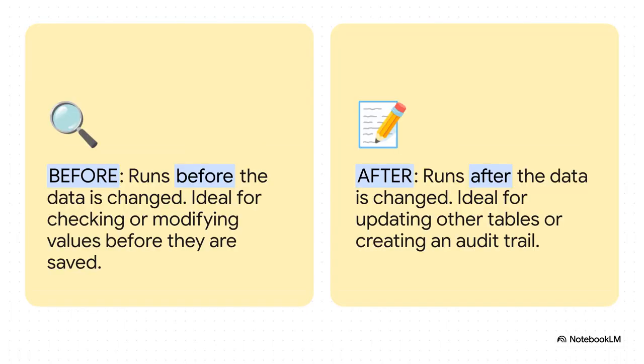Now, timing is everything with triggers. You've got two main flavors, before and after. A before trigger, as you'd guess, runs before the data change is actually saved. This is perfect for validating data, like checking if the new salary value is within a reasonable range. An after trigger runs after the change is complete, which is ideal for stuff like logging the change to an audit table, or, like in our last example, updating other related tables.